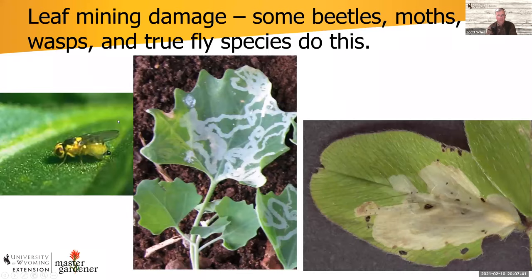They feed on phloem. The leaf mining damage, some beetles, moths, wasps, true flies do that. So they feed in between the upper and lower surfaces. And you can kind of see here the paths where, say, the adult insect had inserted them. And then as they feed, the tunnels get bigger and bigger. Most of them are flattened dorsoventrally to fit in that habitat as larvae. And then when they become adults, say, like this type of true fly that's a leaf miner, I think that's the spinach leaf miner fly, they look normal. So a very interesting adaptation between their larval form and habitat and the adult.